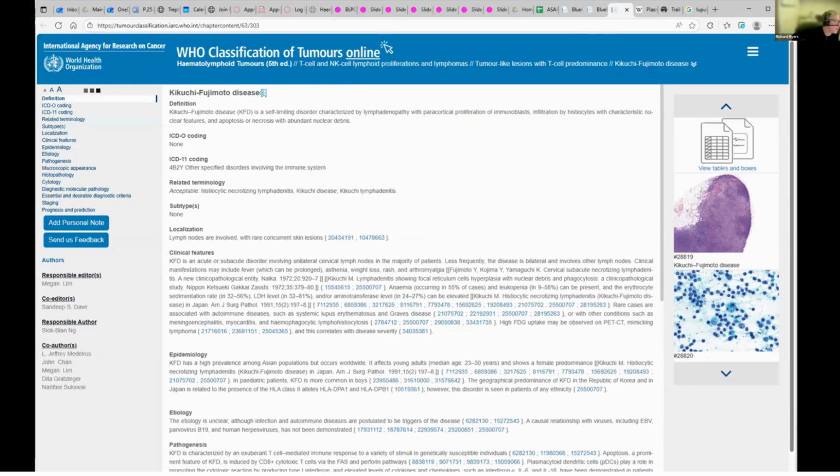What do people think about this one? Do they think it's Kikuchi's or lupus? So the other thing we've got is lots of histiocytes in the necrotic regions, and the large cells are positive for CD8.